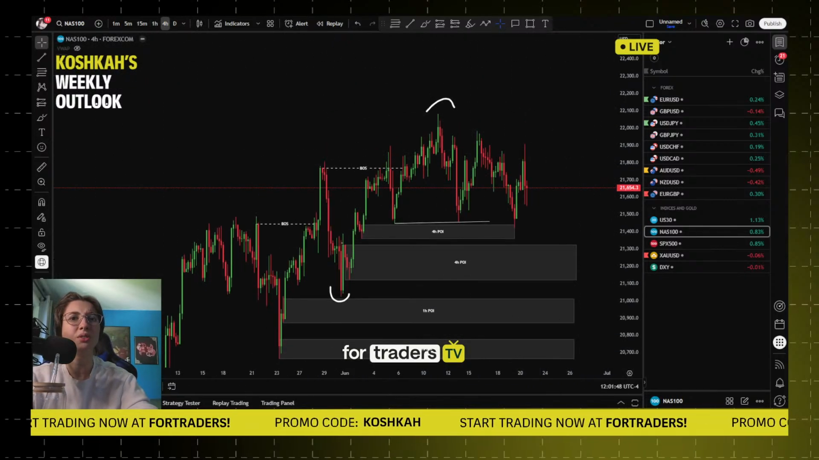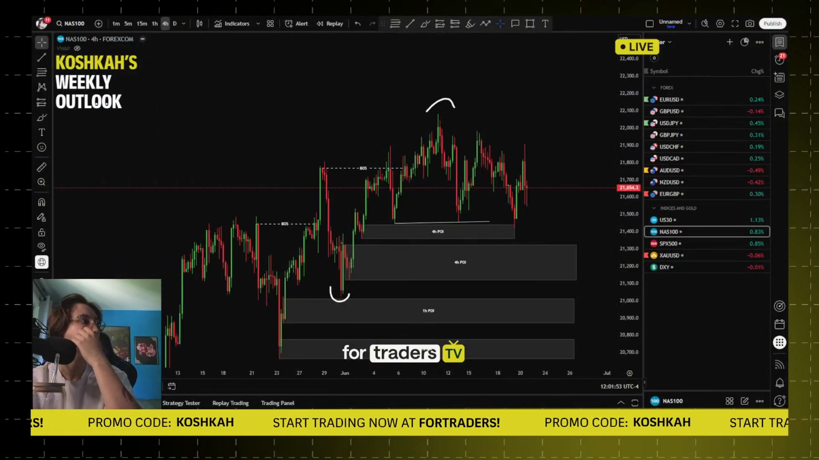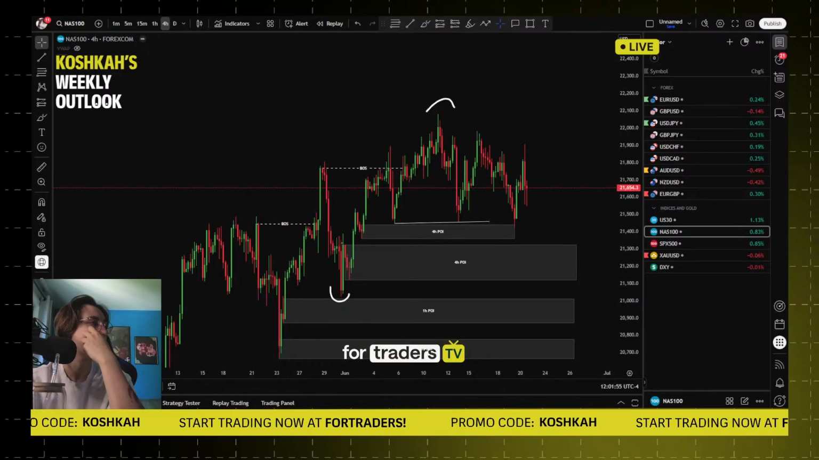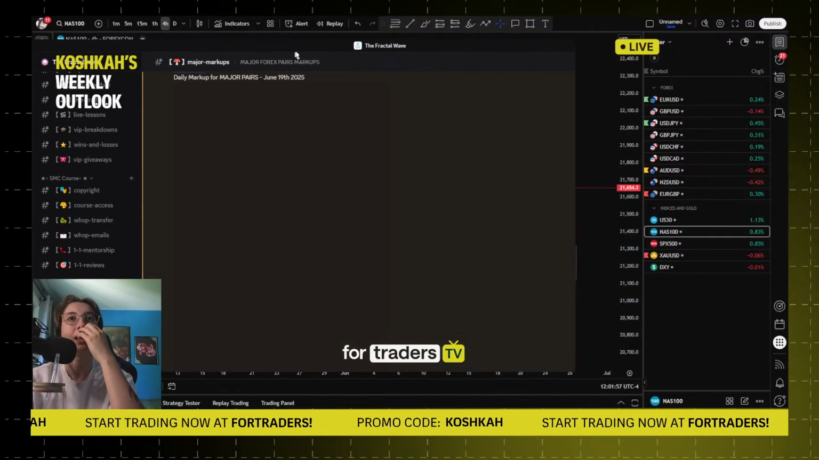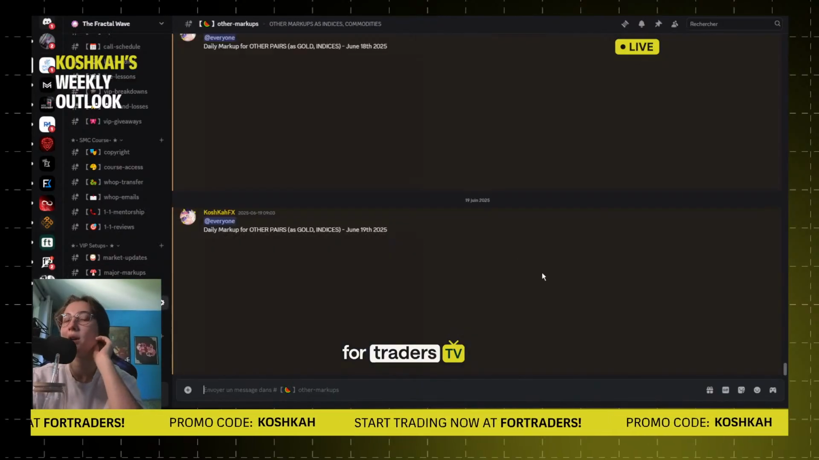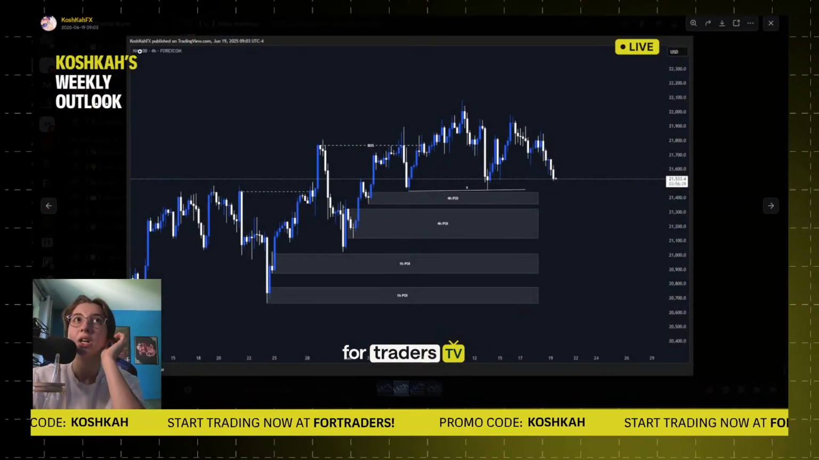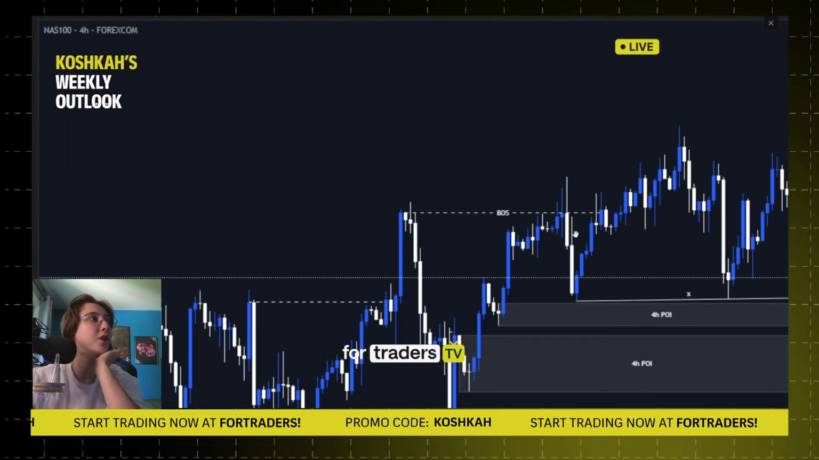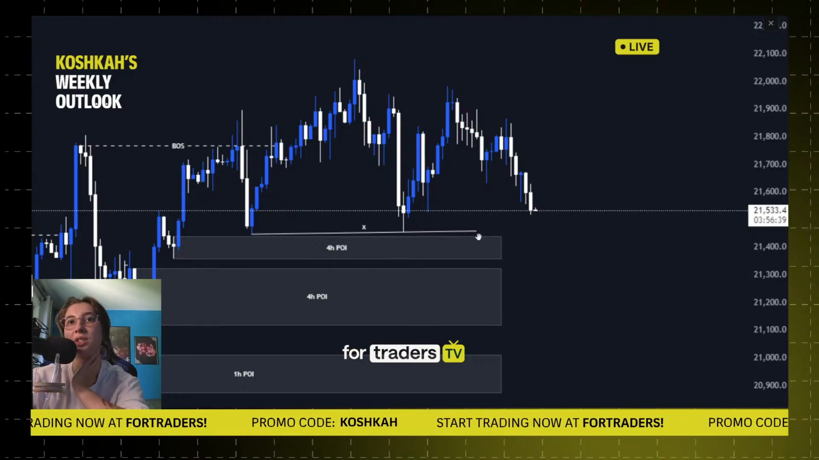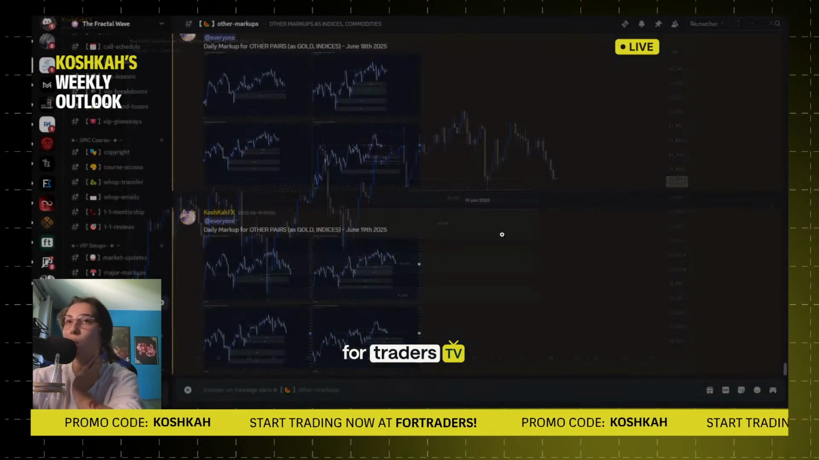And guys, if you don't believe me about the markups, I can show you the markups I personally sent in my Discord, just to show you that this POI was there for weeks and how important it is to wait. So this is NAS 100 4 hour. This is a screenshot when price was not in the POI. This is the exact POI. It was there. We were waiting for it.